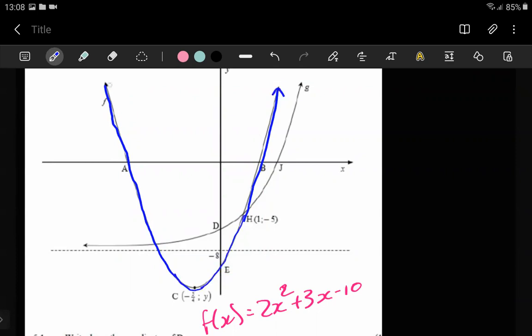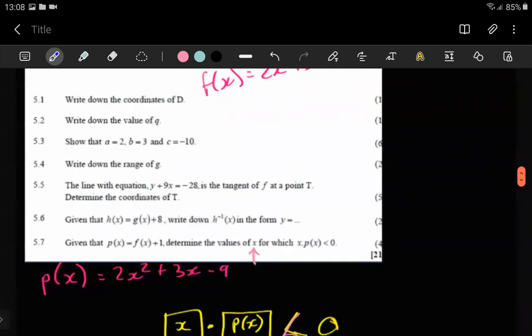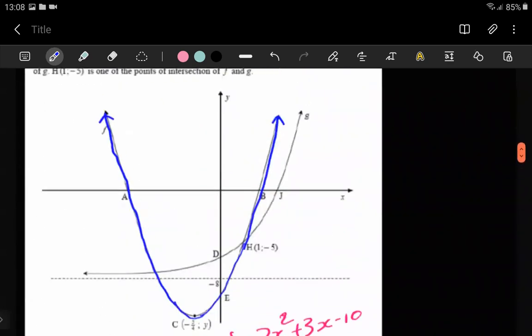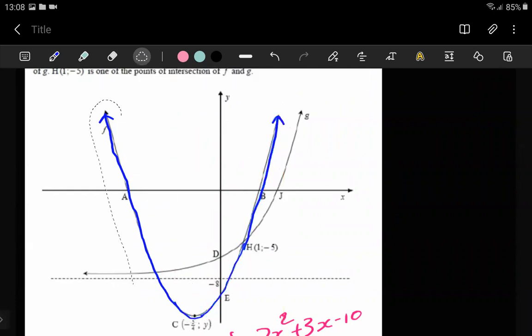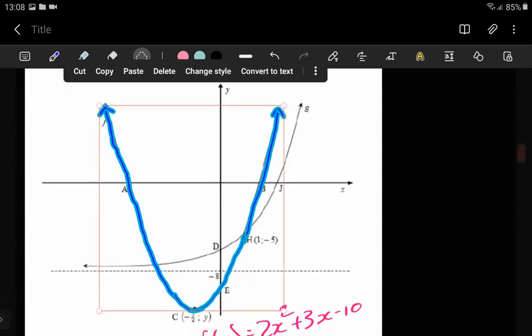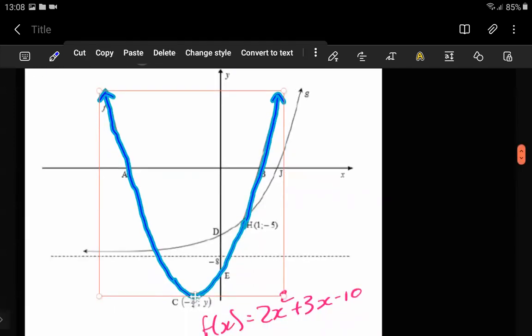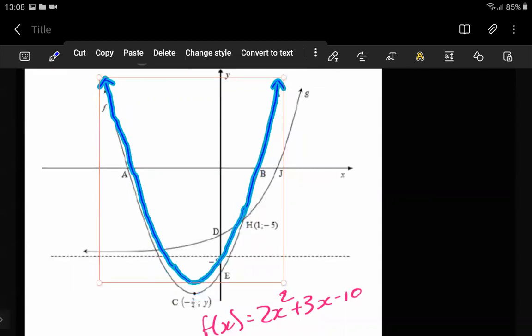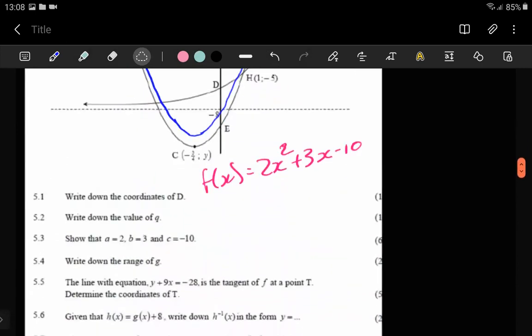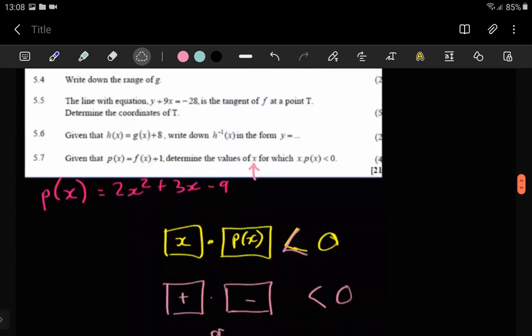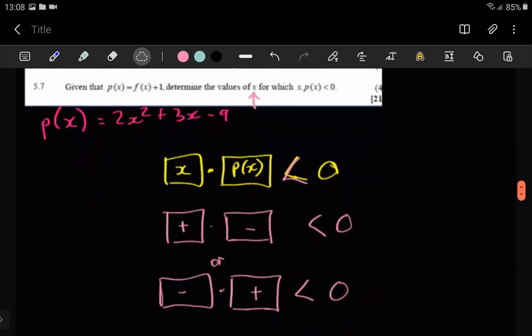So this is f of x. They took f of x and moved it 1 unit upwards, meaning f of x is now looking like the following. This f of x now, instead of being down here, is going to go one up. So it's going to be somewhere there. Fine.